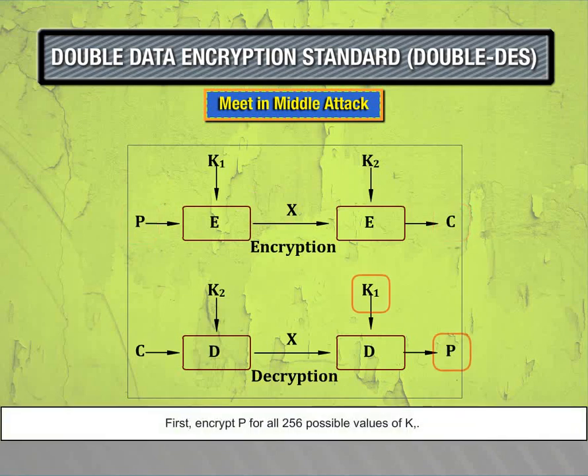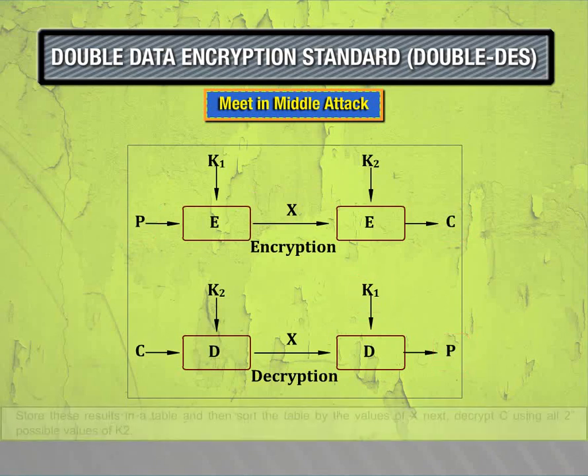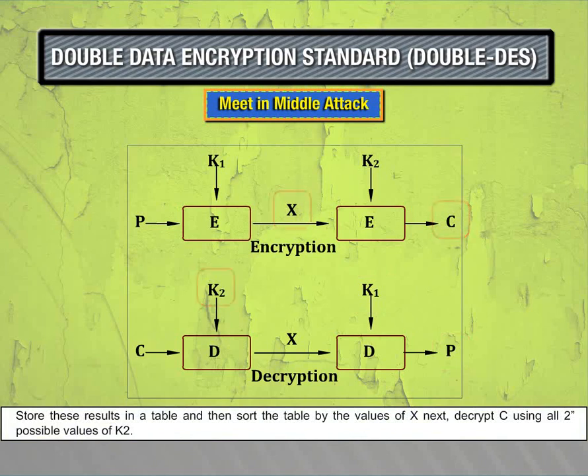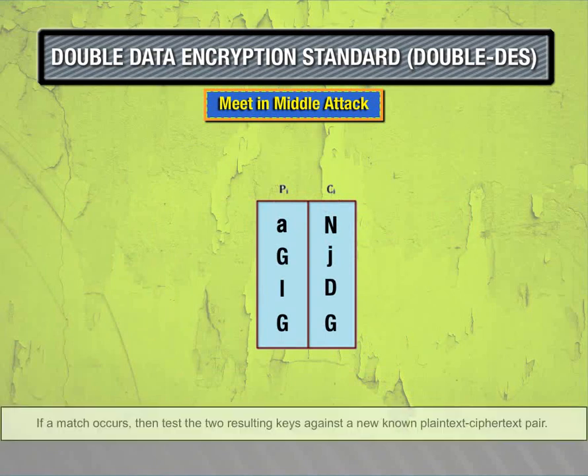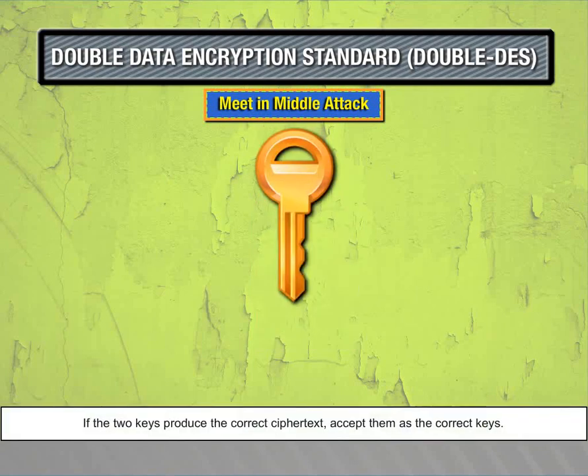First, encrypt P for all 2^56 possible values of K1. Store these results in a table and then sort the table by the values of X. Next, decrypt C using all 2^n possible values of K2. As each decryption is produced, check the result against the table for a match. If a match occurs, then test the two resulting keys against a new known plaintext-ciphertext pair. If the two keys produce the correct ciphertext, accept them as the correct keys.